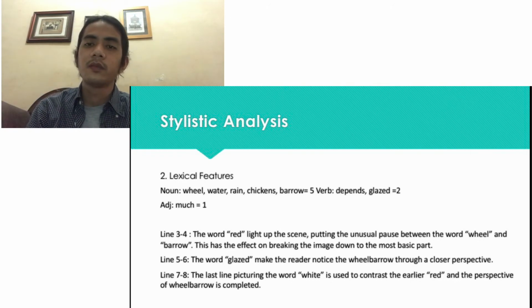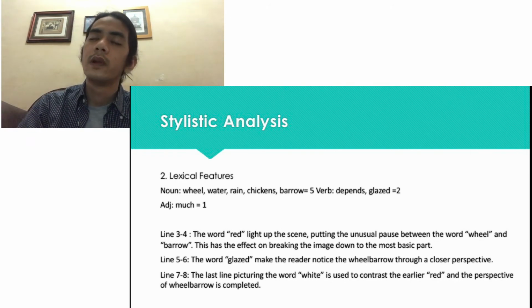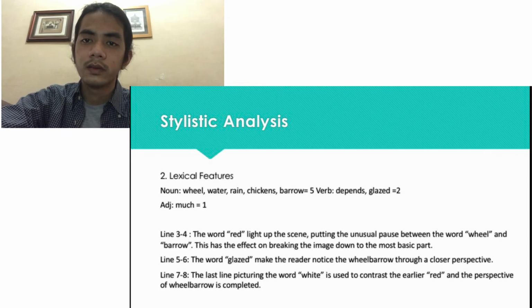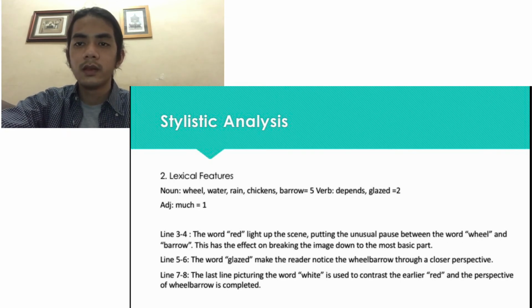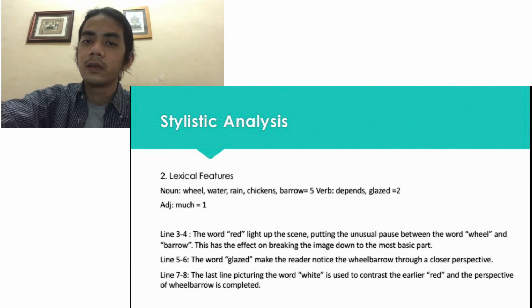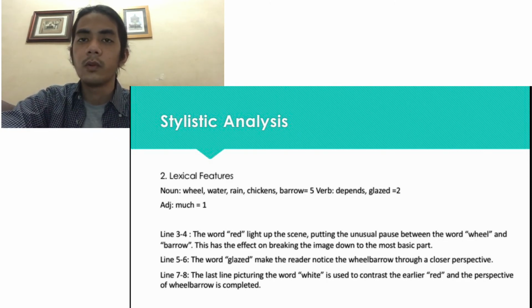And in line 5 to 6, the word "beside" makes the reader notice the wheelbarrow through others' perspective. The last line, line 7 to 8, the last line picturing the word white is used to contrast the earlier red, and the perspective of the wheelbarrow is now completed.